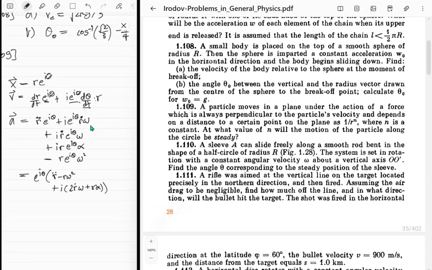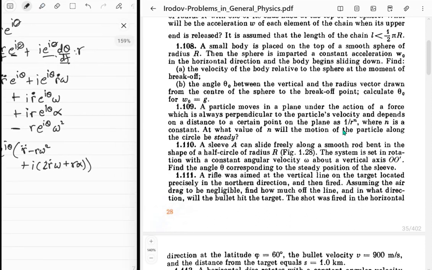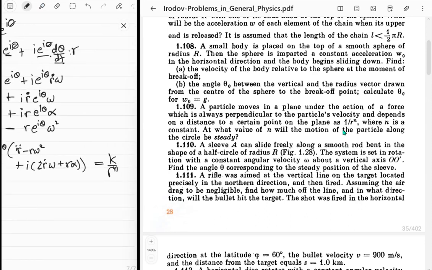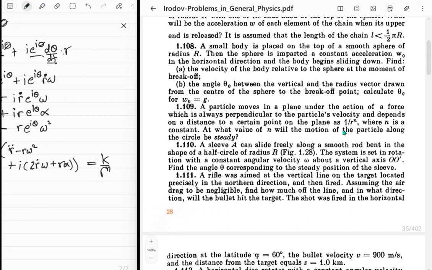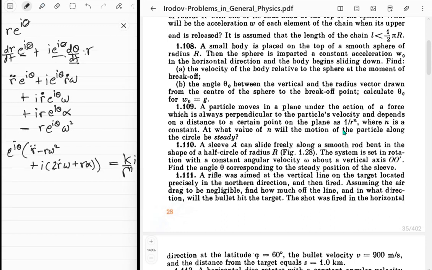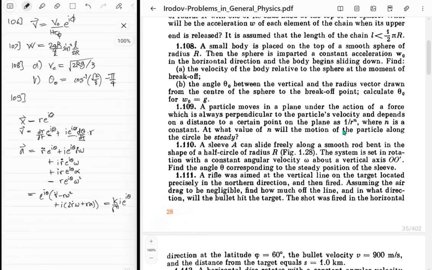And what you're saying is that the force varies like this. So this is equal to k upon r^n, and perpendicular to velocity. So you could say this times i e^{iθ}, where k is just some real number, positive or negative, we don't care. That's how it should be. Okay, so if this somehow happens, and you are saying that it will be in a steady, wait, what? Will the motion of the particle be along the circle? First of all, you said it's just moving in a plane, and then you say it's along a circle.